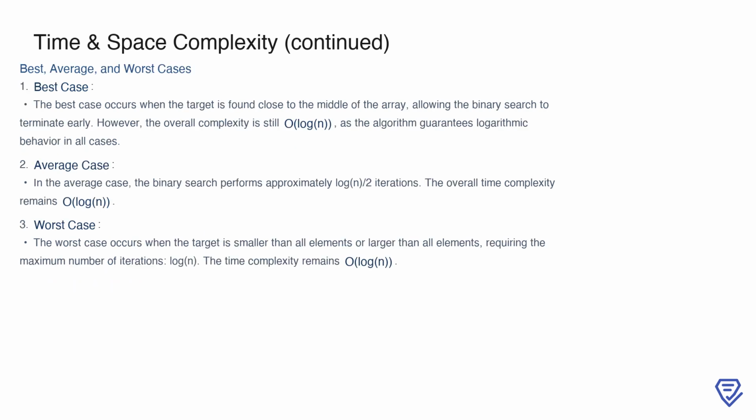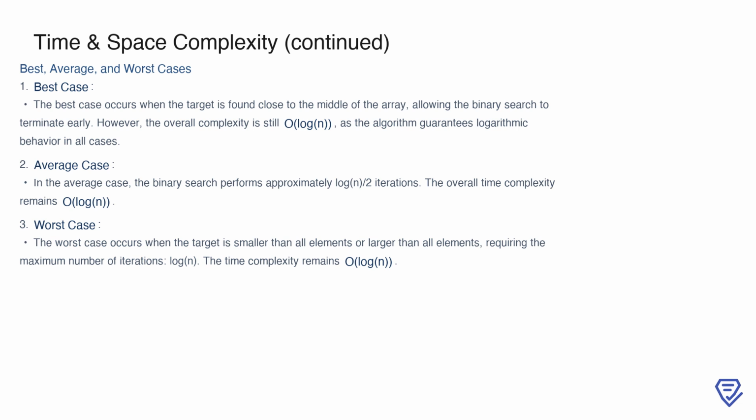The binary search algorithm maintains a consistent logarithmic time complexity across all scenarios, but it's worth exploring the best, average, and worst cases to understand its behavior. In the best case, the target is found near the middle of the array, which allows the algorithm to terminate after only a few iterations. However, even in this scenario, the logarithmic time complexity, O(log n), remains the same, as the halving process defines the algorithm's overall structure.